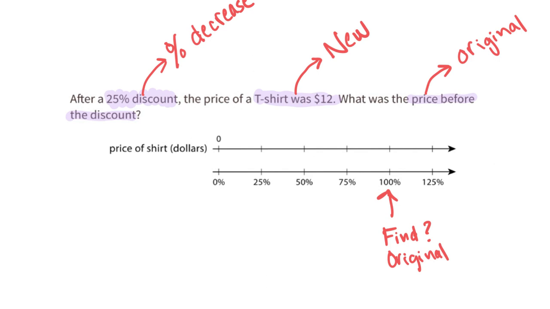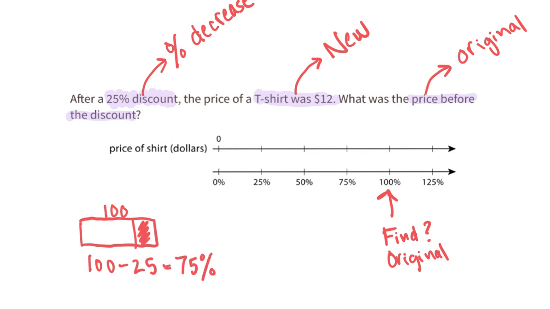So here, a 25% discount means that if I had 100% here, a 25% discount would be 100 minus 25. We are paying 75% of the price. So my new amount was 75% of my original price. So the value that goes with that is 12, because 12 was the price after the discount.